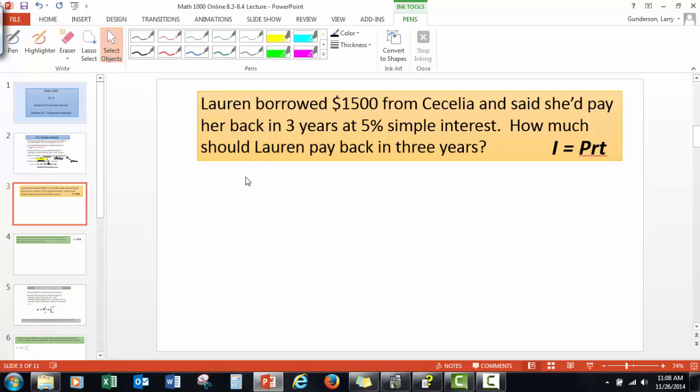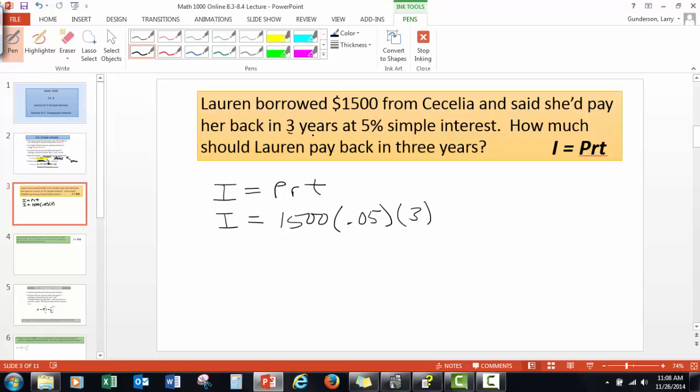Well, just remember I equals PRT. So the interest is principal times rate times time. We want to find the interest. Well, it's the principal, which is $1,500. That's how much was borrowed. Interest rate is not 5, it's 0.05. You need to change the percent to a decimal. And then time is in years, and this was in years, so that's okay just to put a 3 there. If that would have said 36 months, you would not have put 36 there. You would have put a 3 for 3 years.